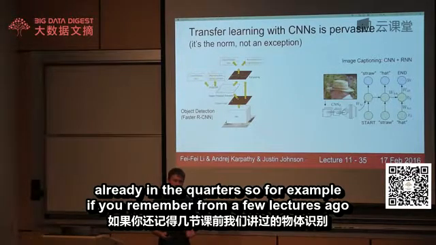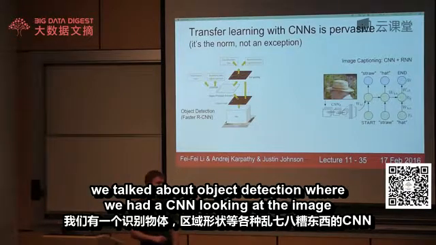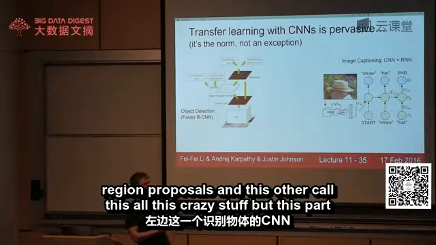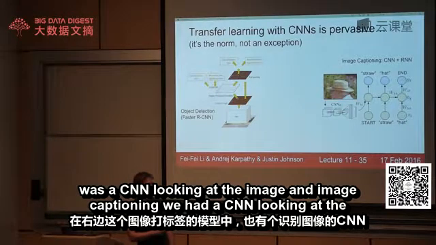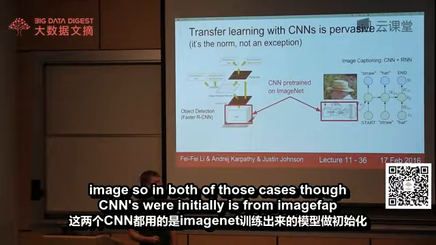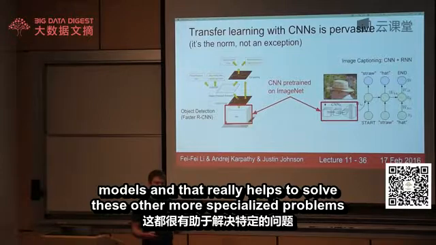So for example, if you remember from a few lectures ago, we talked about object detection, where we had a CNN looking at the image and region proposals and all this crazy stuff. But this part was a CNN looking at the image. And for image captioning, we had a CNN looking at the image. So in both of those cases, those CNNs were initialized from ImageNet models. And that really helps to solve these other more specialized problems, even without gigantic data sets.